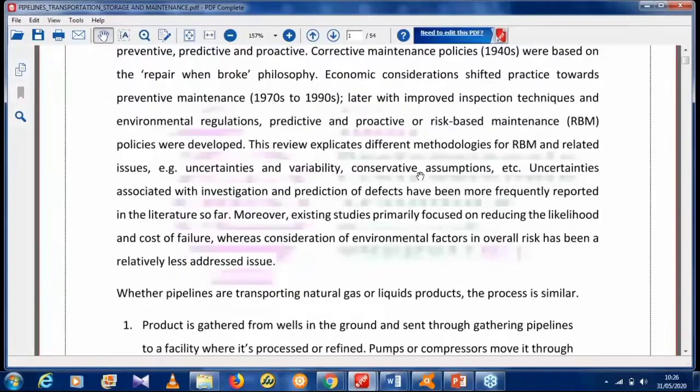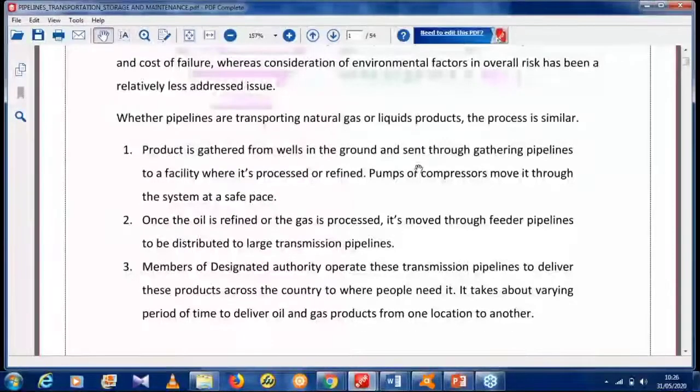It's important to note that whether pipelines are transporting natural gas or liquid products, the process is usually similar. Number one, product is gathered from the well, in the ground, and then sent through gathering pipeline to a facility where it is processed or refined. Then the pumps or compressors move it through the system at a safe pace. That's the fluid flow now. It's not going to be at a rush per se. No, it will be at a safe pace, which is already programmed.